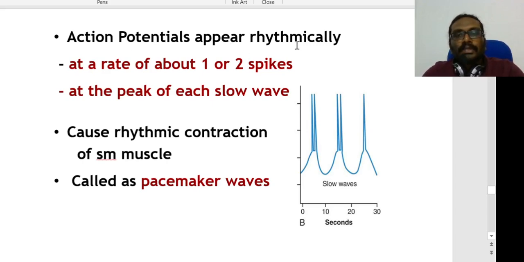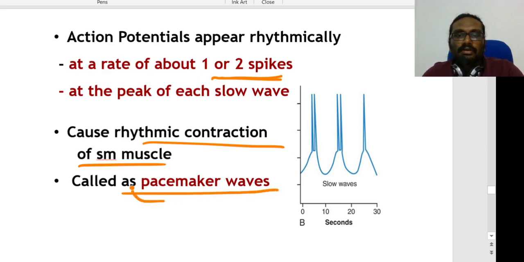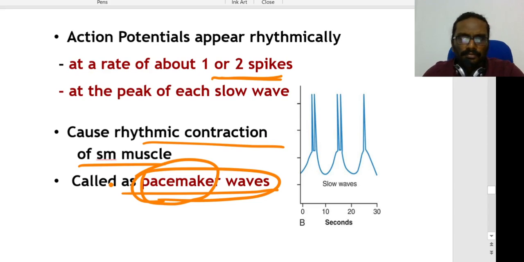The action potential appears rhythmically at the rate of 1 to 2 spikes at the peak of each slow wave, causing rhythmic contraction of smooth muscle, and these are called pacemaker waves. Here we can see the same usage, pacemaker, like that we saw in the SA node. It's very easy to learn this if you compare it with the electrical activities that occur in the pacemaker cell of the heart. A similar pacemaker activity is seen here in the intestine.